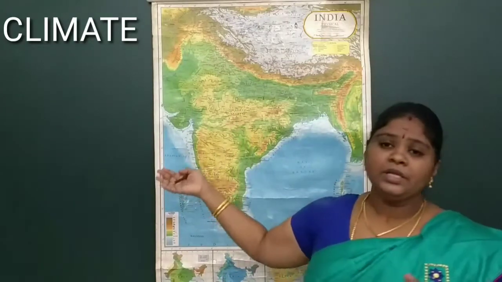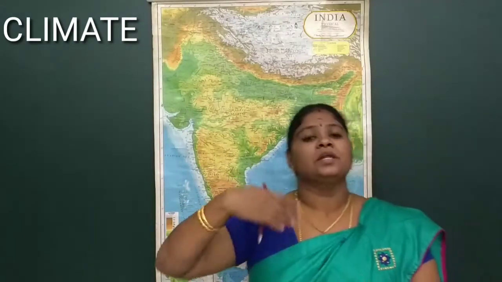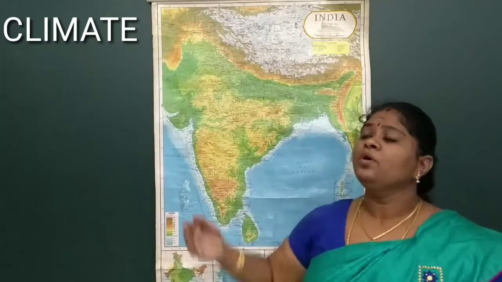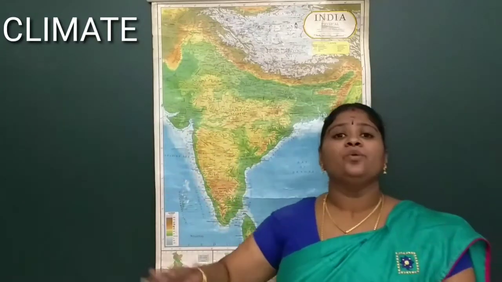So if you see, Ooty favors a few kinds of plants and animals which grow. If you see the desert regions, it allows the cactus and the date tree to grow over there. So each area is favoring its own growth of animals and plants.